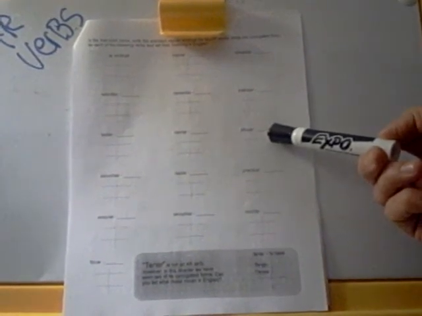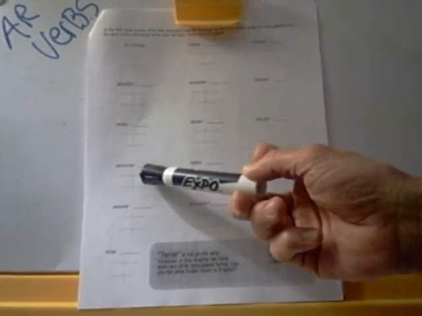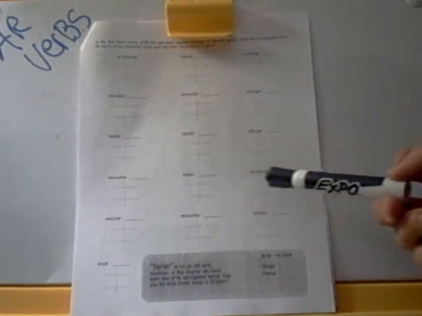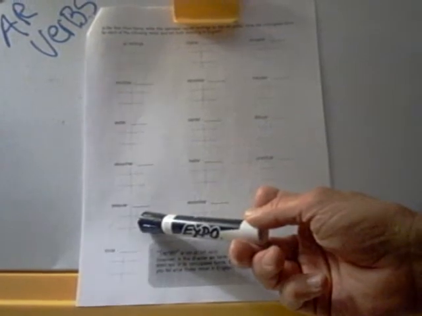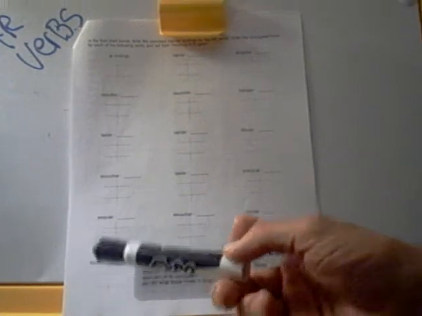Cantar, to sing. Dibujar, to draw. Escuchar, to listen to. Nadar, to swim. Practicar, to practice. Esquiar, to ski. Escuchar, oh, it's in here twice, to listen to. Montar, to ride astride. Tocar, to touch. All of these verbs are AR verbs because the last two letters in their infinitive forms are AR.